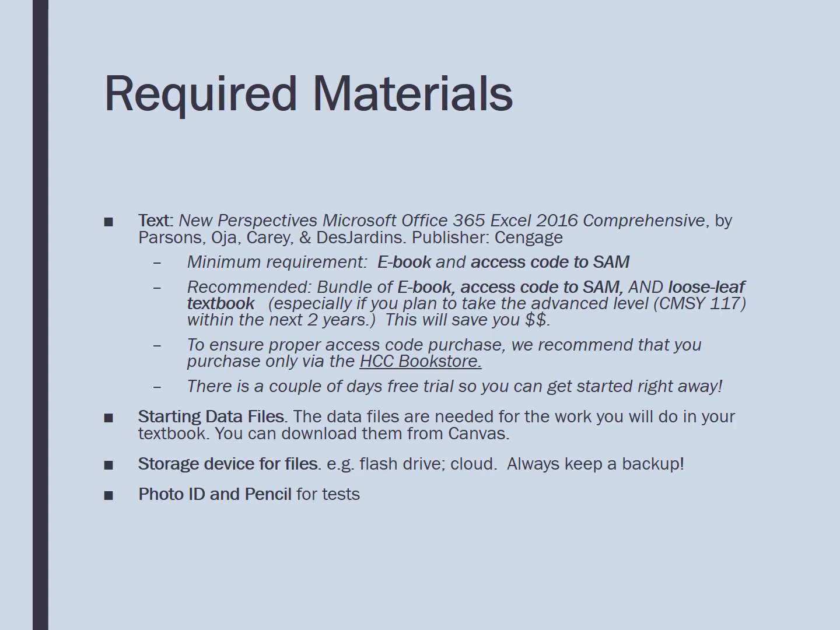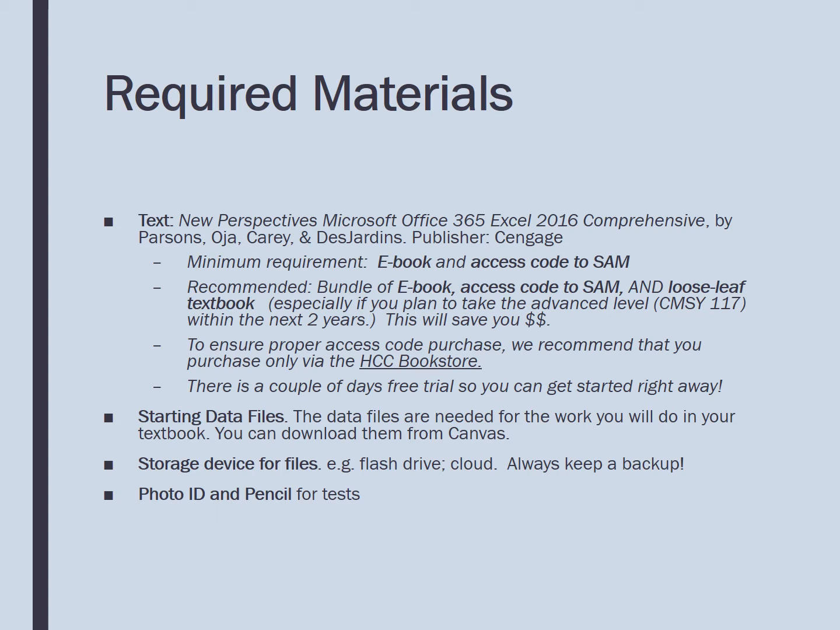Required materials that you're going to need. Obviously, you're going to need a textbook. Now, you have a couple options for this textbook. What students have found after using the software for a semester, that they prefer a hard copy textbook. The ebook is there and it works, but it's not as easy to use as you would hope it would be. But the minimum requirement is that ebook and the access code to SAM, our third-party software.